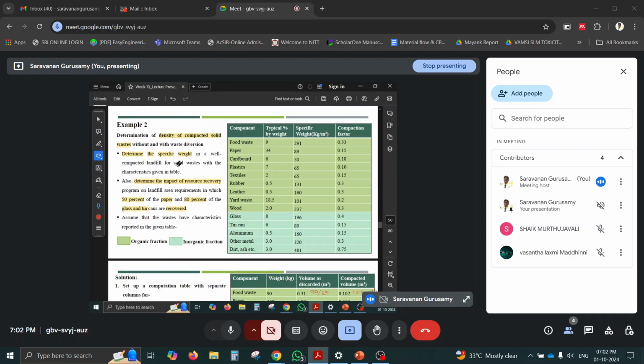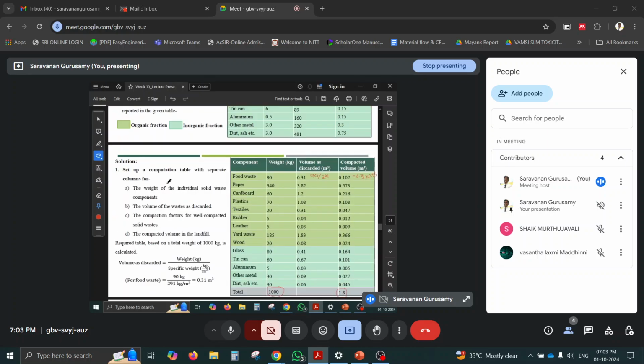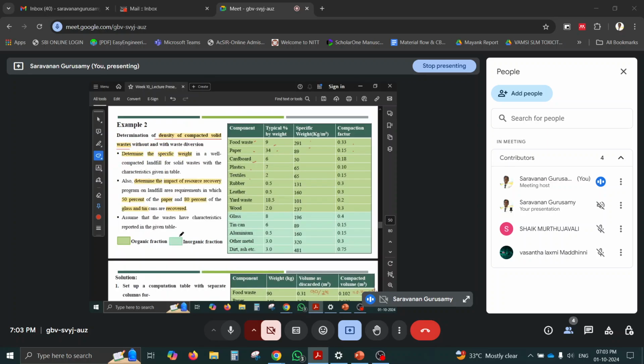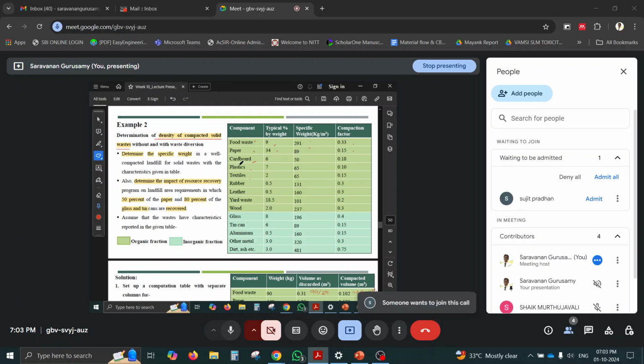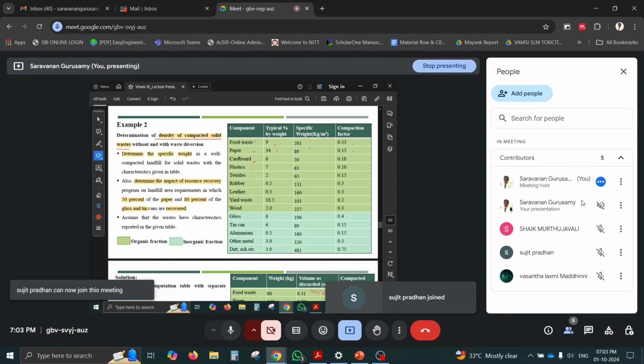In the second question, we have been asked to find the density of the compacted solid waste. We are given different fractions of solid waste with their percentage composition, their specific weight, and the compaction factor, so we can easily find the density of the solid waste. How do we find the density of the total waste? We have different types of waste. We have the composition. We have the specific weight.